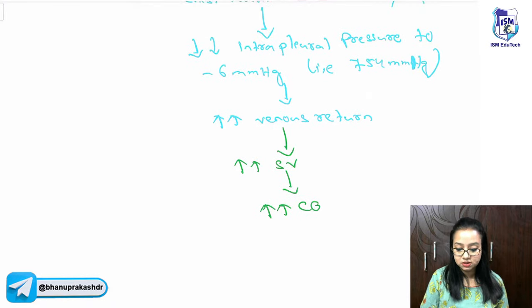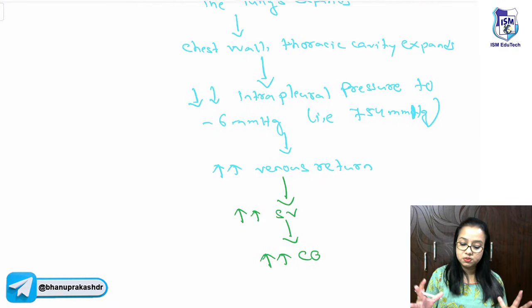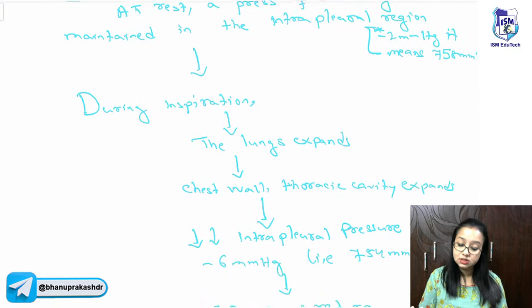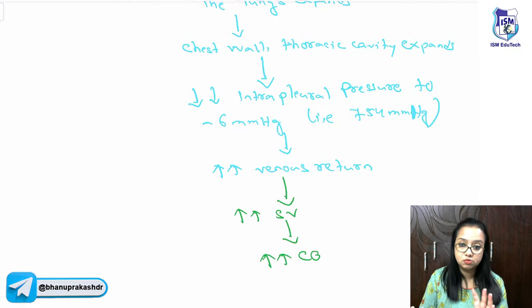Okay, this is how the respiration does. So, if during inspiration this has happened, the opposite happens during expiration. During expiration, there is a slight decrease in the cardiac output. During inspiration, there is a slight increase in the cardiac output. This is how the respiratory pump controls the stroke volume.